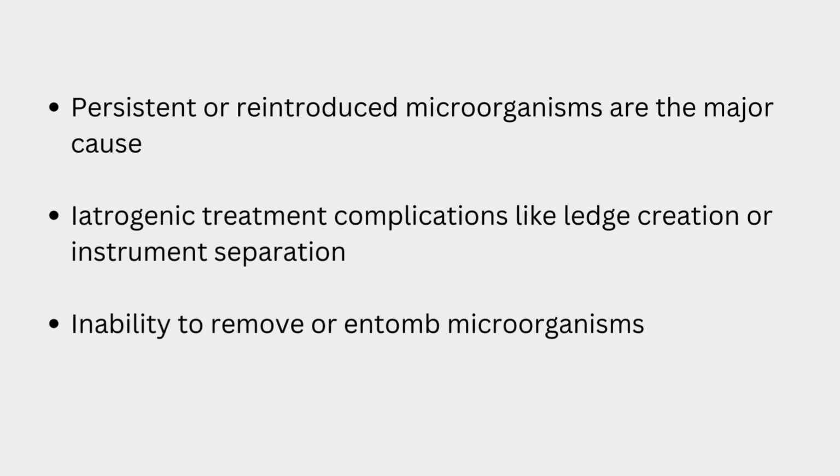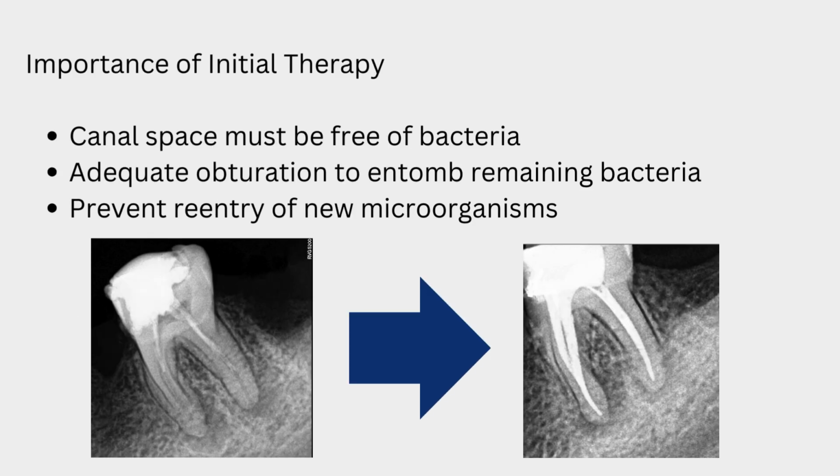Many iatrogenic treatment complications, such as creating a ledge or separating an instrument, result in the persistence of bacteria in the canal system. It is not the complication itself, but the inability to remove or entomb these microorganisms that leads to disease. For successful endodontic therapy, the canal space must be free of bacteria, the obturation should adequately entomb any remaining bacteria, and new microorganisms should not be allowed to re-enter the cleaned and sealed canal space. Failure in any of these areas can lead to post-treatment disease.